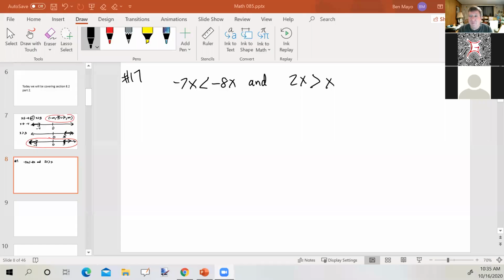All right, what does and mean? If or is union, what does and mean? Intersection. Right, where they overlap, what they have in common. All right, it's best to solve for x on the left. It makes it easiest to interpret these things. So the first inequality, I'm going to add 8x to both sides of the inequality, which gives me x less than 0. Okay. The second inequality, I'm going to subtract x from both sides, and that gets me x greater than 0. Okay.